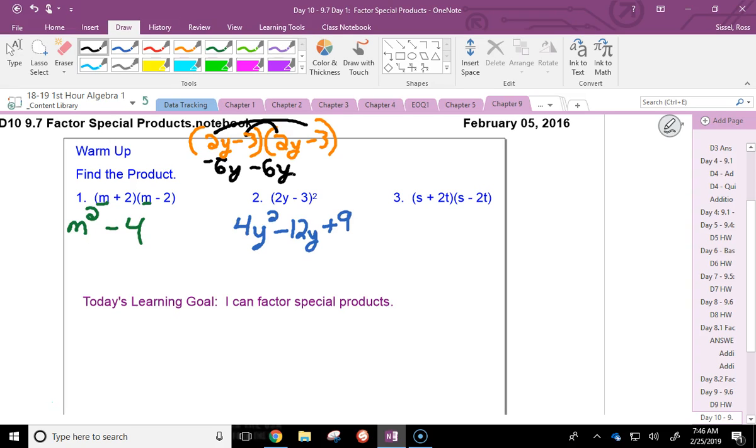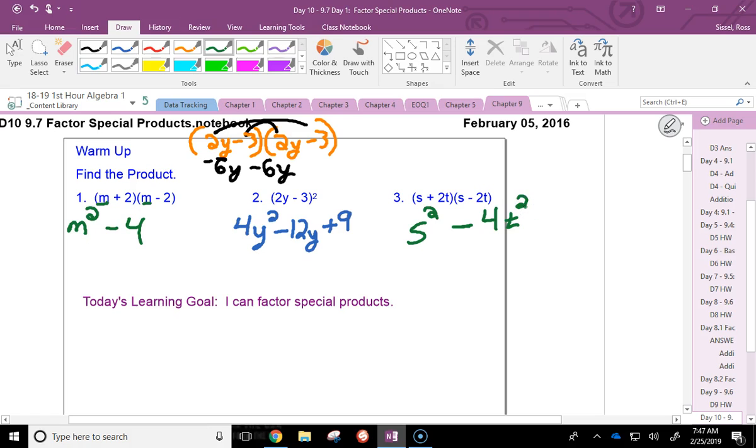Okay, same thing on this one. It's going to be the same thing as number 1. It's the difference of 2. So, I would first multiply, and I'd have my first term get squared. So you'd have s squared. And then I'm going to square my last term. 2t squared is 4t squared, but we have to make sure we put it as a negative.